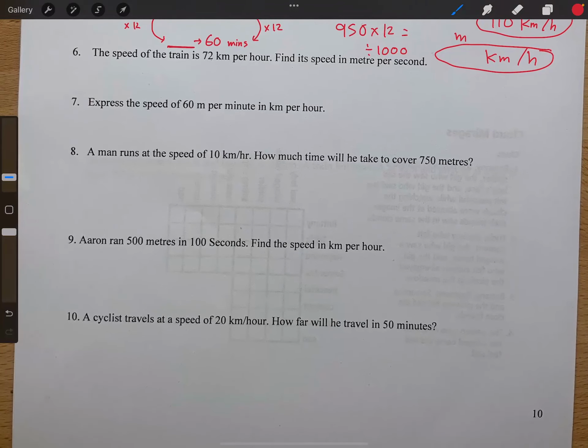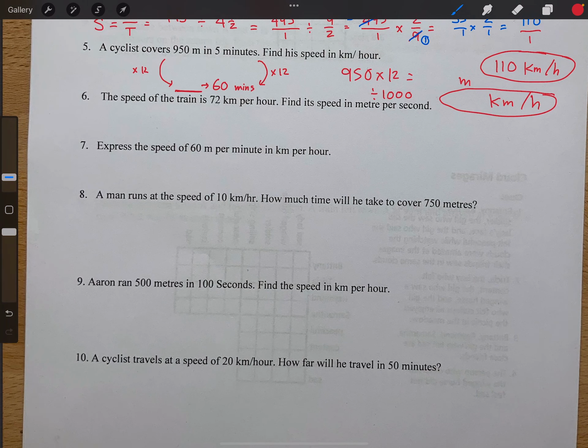Question 6. The speed of the train is 72 kilometers per hour. Find its speed in meters per second. So you want to change from 72 kilometers an hour to meters per second. So first of all, let's change everything to the correct units. 72 kilometers, I want to change it to meters. So you times it by 1,000, you're going to get 72,000 meters.